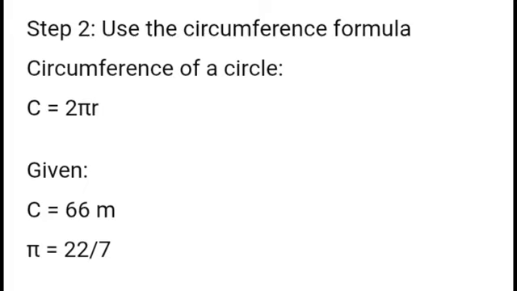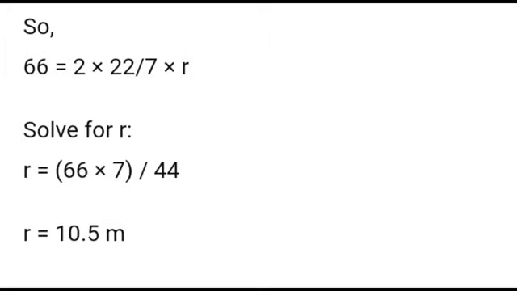Step 2. Use the circumference formula. The formula for circumference of a circle is circumference equals 2 multiplied by pi multiplied by radius. We are given that circumference equals 66 meters and pi equals 22 divided by 7. So we write 66 equals 2 multiplied by 22 divided by 7 multiplied by radius. To find the radius, multiply 66 by 7 and then divide by 44. This gives radius equals 10.5 meters.